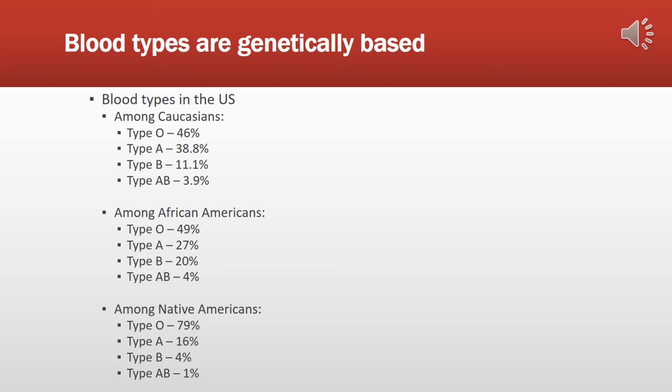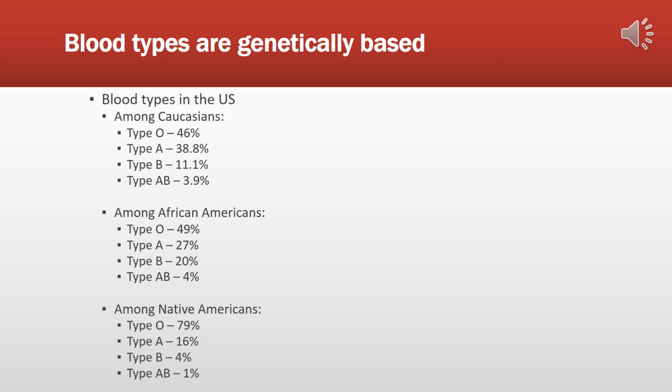Blood type is genetically based, but it does vary. Well, it doesn't vary among races, but it varies within races. So here's the blood types in the U.S., and here's the breakdown of blood type among American Caucasians. 46% have type O, 38.8% have type A, 11.1% have type B, and 3.9% have type AB.